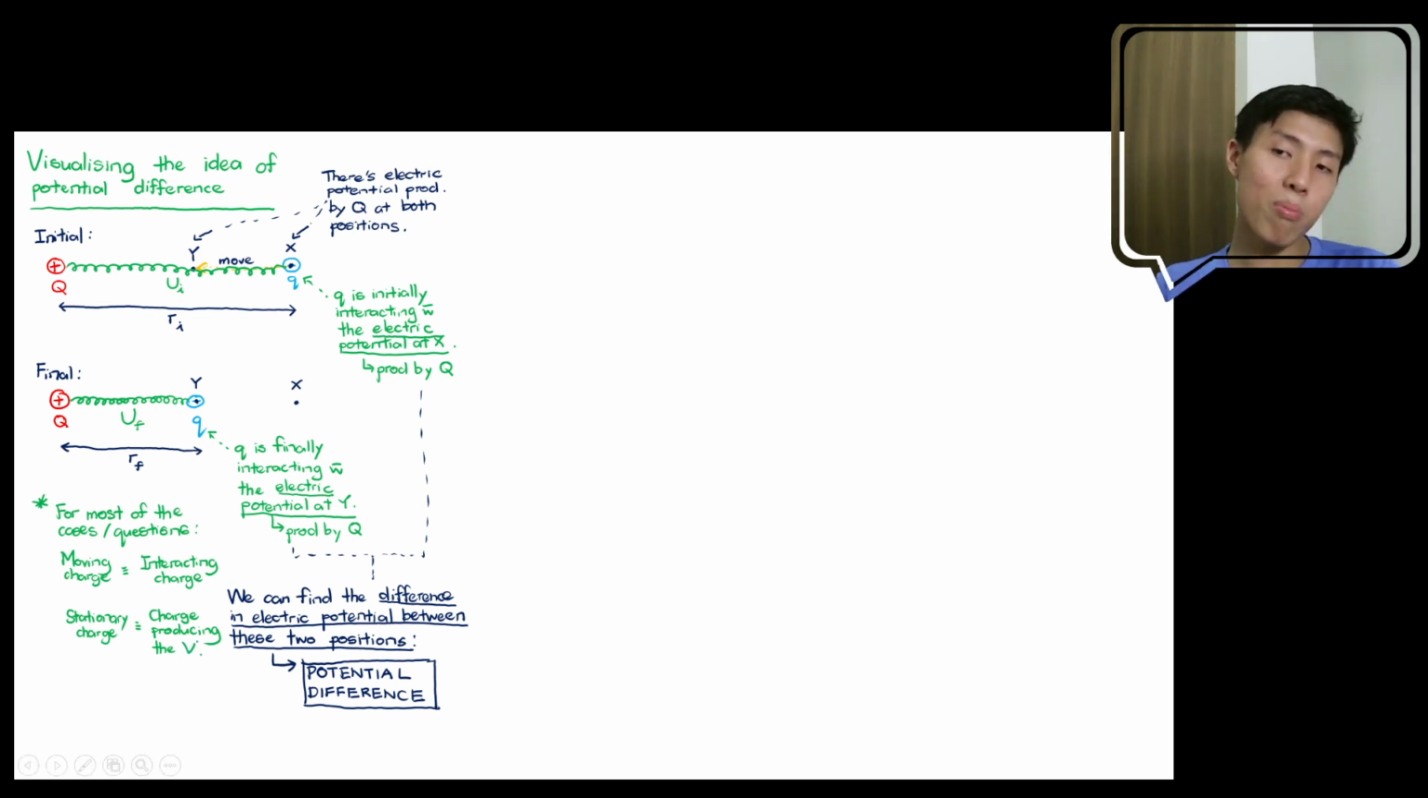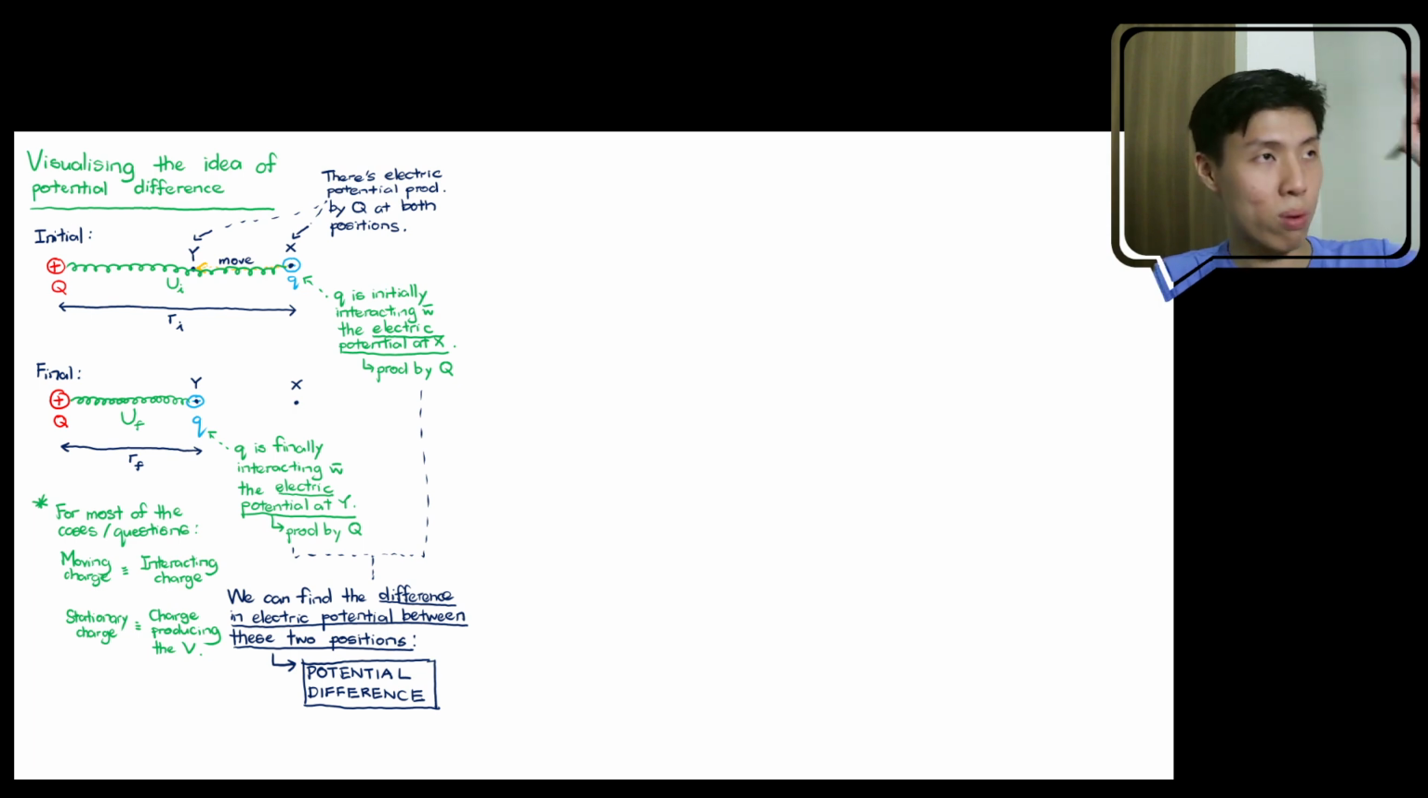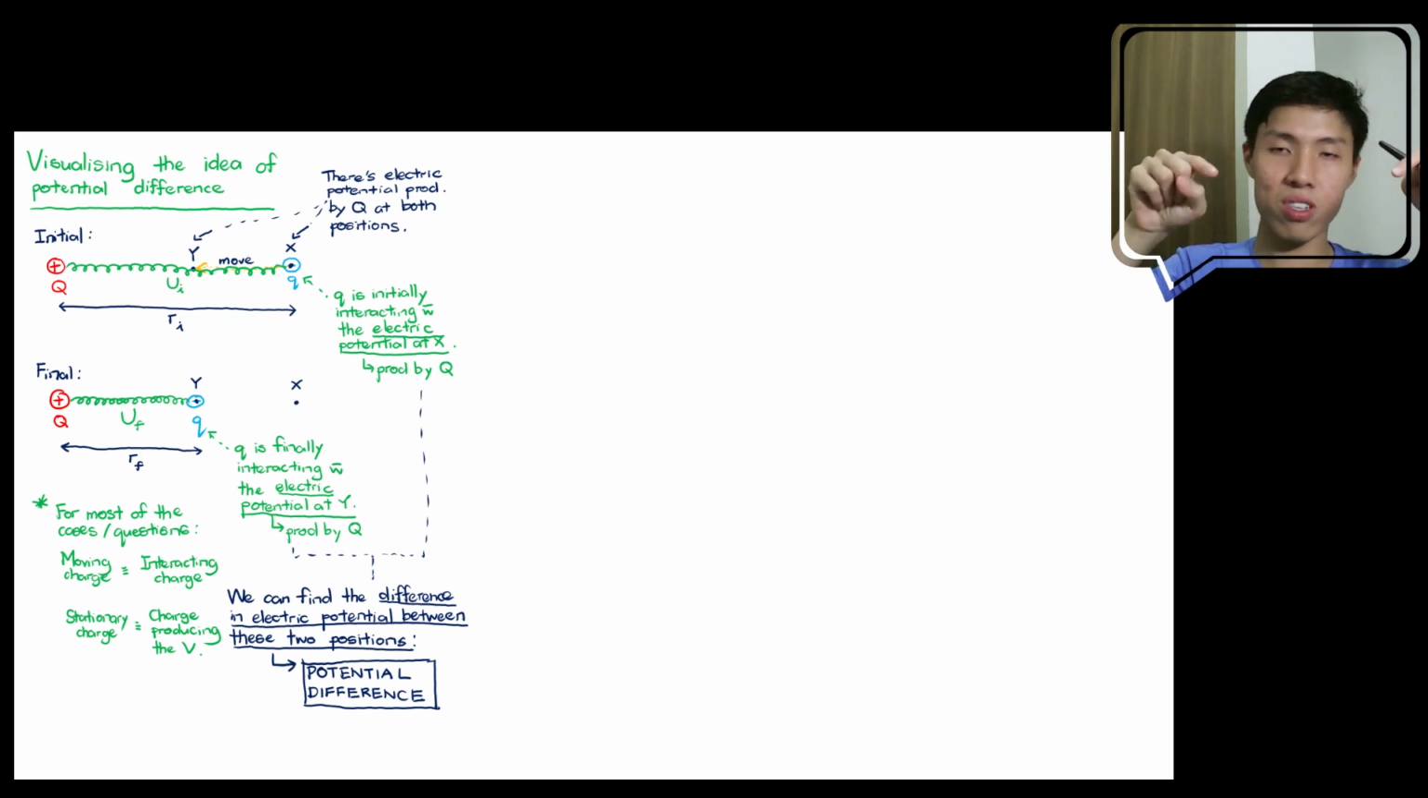I'm not saying that this is applicable for all cases, but if you're looking at a situation and you're not sure who is producing the electric potential and who is interacting with it, you can use this generalization: oh, this charge is moving, so it will be the one interacting with the electric potential. Oh, this charge is not moving, so this non-moving charge will be responsible for producing the electric potential, and the other charge will be interacting. So this is an idea that I want to tell you right now. I hope you can all see the idea of potential difference clearly now: one position has a certain electric potential, another position has an electric potential.